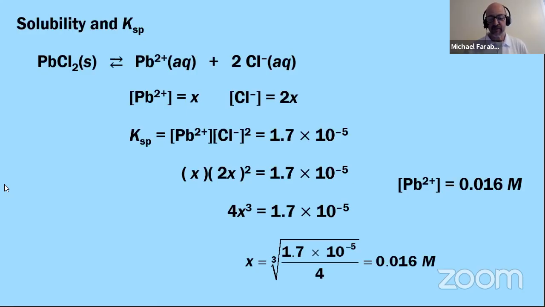So what's the concentration of the chloride ion in this saturated solution of lead chloride? It should be twice as much, so it should be 0.032. So for a saturated solution of lead chloride, we have these concentrations, and the solubility of the lead chloride would be the 0.016, because that's the 1-to-1 mole ratio between the formula and the lead.